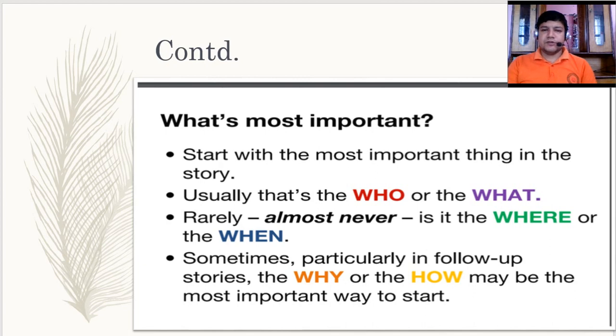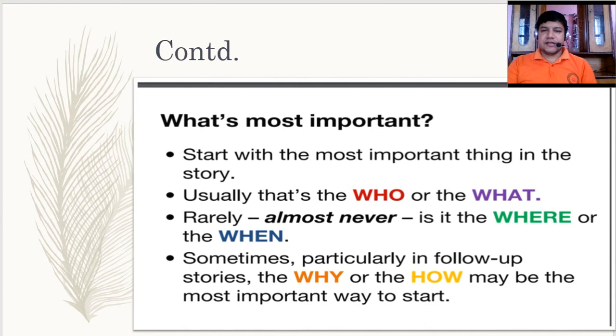So what is most important while writing a news article, especially the lead paragraph? I have some tips here. Start with the most important thing in the story, and generally the information related to whom, the person involved in the incident, and the happening. These things are the most important things. So you mention these things at first. So usually that's the who or the what.